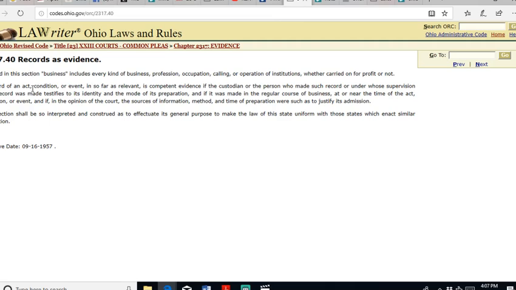It says records as evidence, as used in this section, business includes every kind of business, profession, occupation, calling, or operation of institutions, whether carried on for profit or not. A record of an act, condition, or event is, insofar as relevant, competent evidence if the custodian or the person who made such record or under whose supervision such record was made testifies to its identity and the mode of its preparation, and if it was made in the regular course of business at or near the time of the act, condition, or event, and if in the opinion of the court the sources of information, method, and time of preparation were such as to justify its admission.